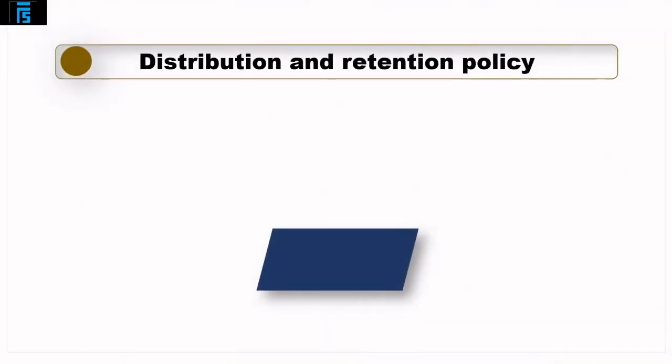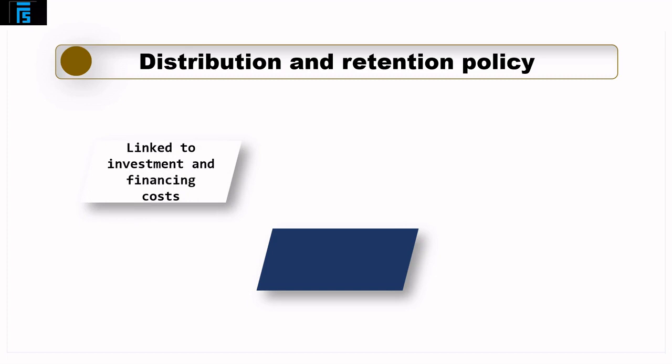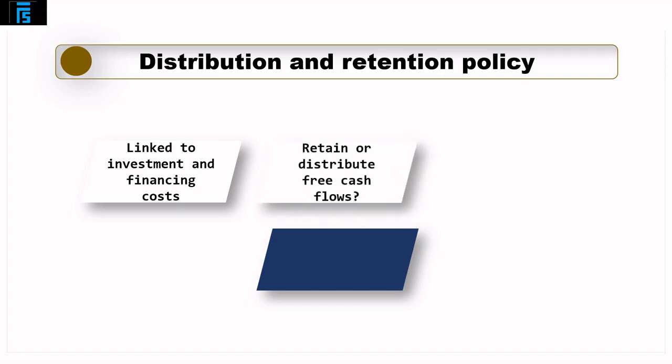A company's distribution and retention policy is yet another essential element of financial management. It is linked to both the policy on investments as well as the optimization of financing costs. The main dilemma faced in the formulation of the distribution and retention policy is whether free cash flows generated by the company should be retained by the business and reinvested or distributed, in other words, paid out to shareholders.